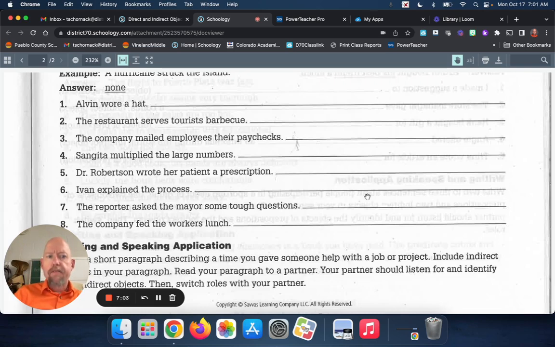Anyway, we look at number one. Alvin is our subject. And then we ask ourselves, what did Alvin do? Alvin wore. What did Alvin wear? Alvin wore a hat. So then we say, to whom or for what did Alvin wear a hat? We don't know. So for number one, just put none. So there's none for number one.